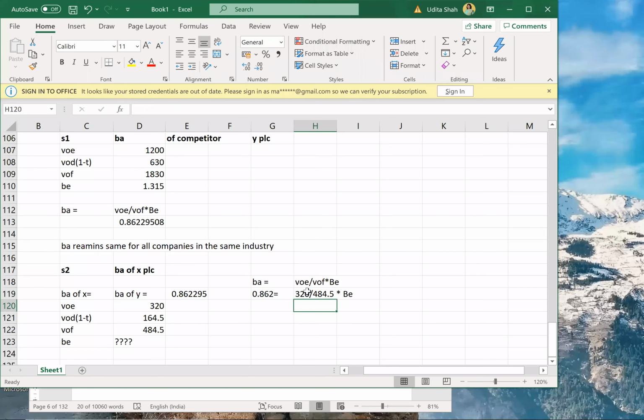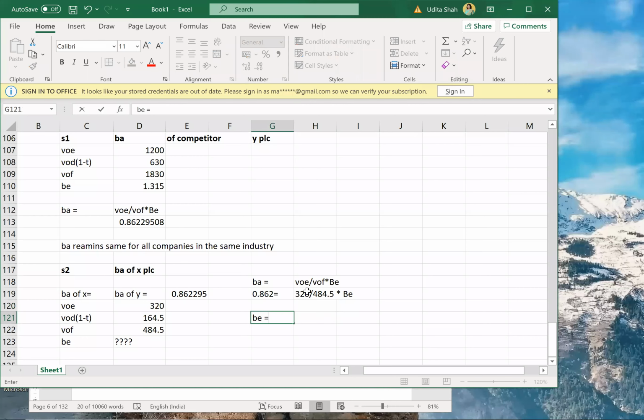So the doubt is X company and Y company are in different industries. Yes, previously they were in different industries, but due to diversification, X has come into the same industry as Y, right? X was previously in a different industry, but now there is diversification, and when X starts a new project in the same industry, what will happen? Beta of asset will remain the same.